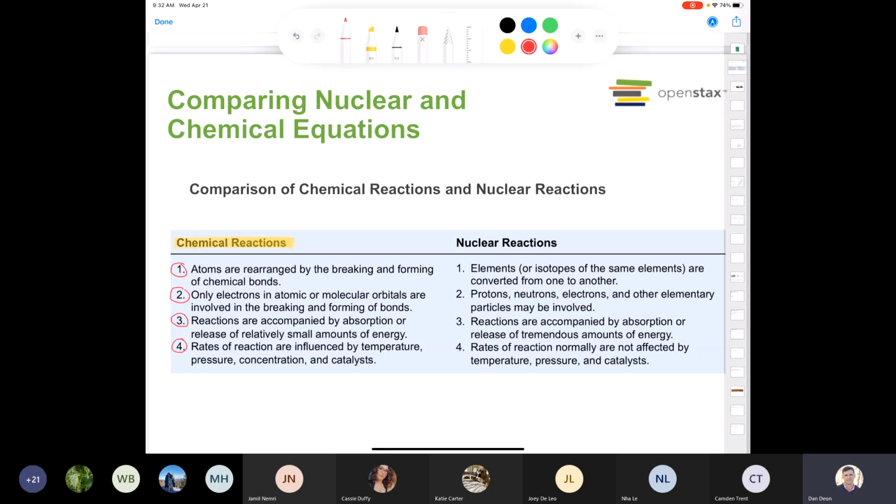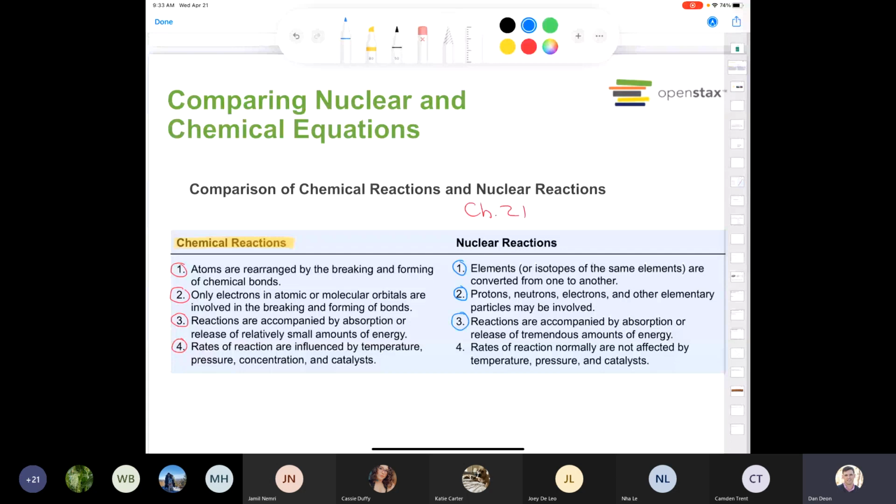Now, nuclear reactions, that's going to be the focus of chapter 21. What are nuclear reactions about? Well, now we're going to be talking about elements being converted into different elements, something completely different from what we've looked at up to this point. Now we're going to start talking about protons and neutrons being involved in our reactions, as well as electrons. And instead of just a little bit of energy being absorbed or released, we're going to talk about huge amounts of energy being absorbed or released.